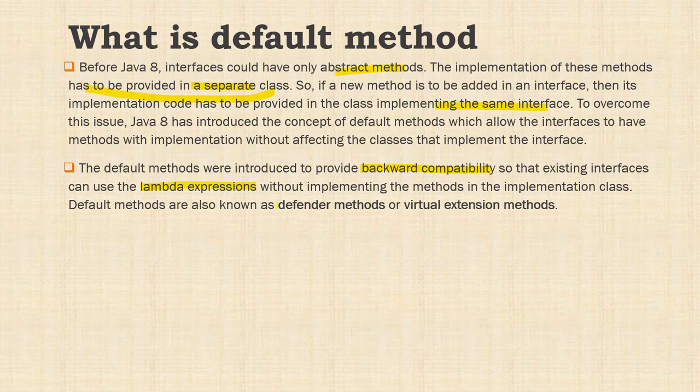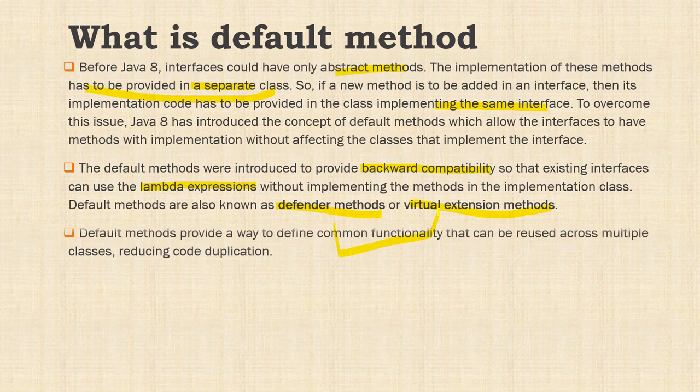A default method is also known as a defender method or virtual extension method. Default methods provide a way to define common functionality that can be reused across multiple classes, reducing code duplication. That means if you provide a default method inside an interface, then every class implementing that interface can reuse it. Or if you don't want to use the same logic, you can override it and write your own logic. This is also a way.